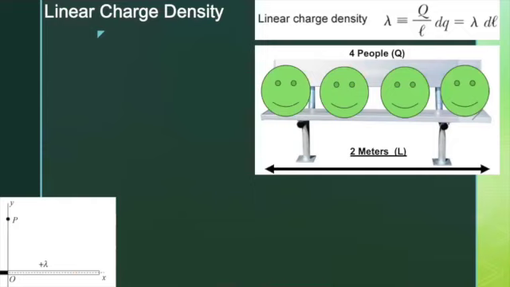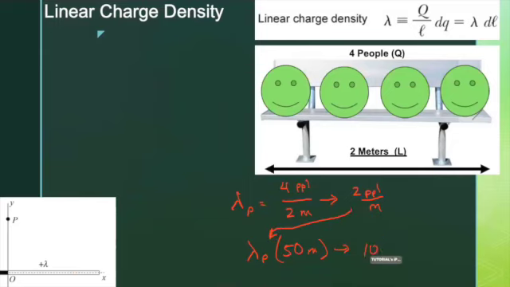So let's calculate our quote unquote people density. We have four people over 2 meters, and that's going to give us two people per meter as our density. Now, if I say, how many people will fit in 50 meters, we would take our people density times 50 meters, and we know 2 times 50 would mean we could fit 100 people.